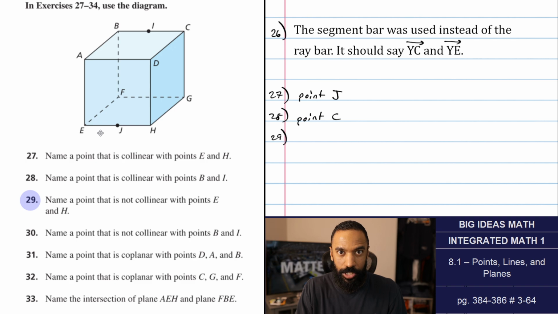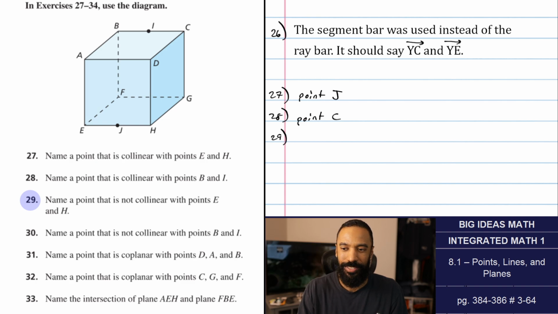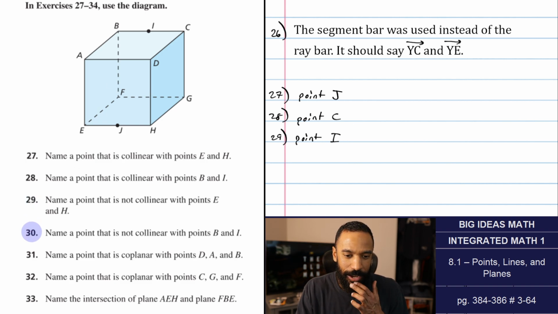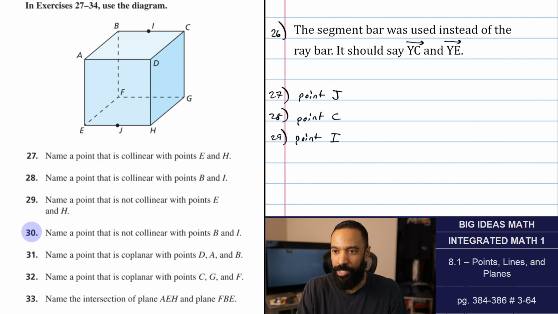Number 29, name a point that is not collinear with points E and H. As long as you don't say J or E and H, as long as you don't say any of these three letters, you're good. Open-ended. A, B, C, D, F, G, or I. Let's say I. Point I. Why not? Number 30, name a point that is not collinear with points B and I. Once again, as long as you don't say the letters B, I, or C, you're good. I'm going to say point D.